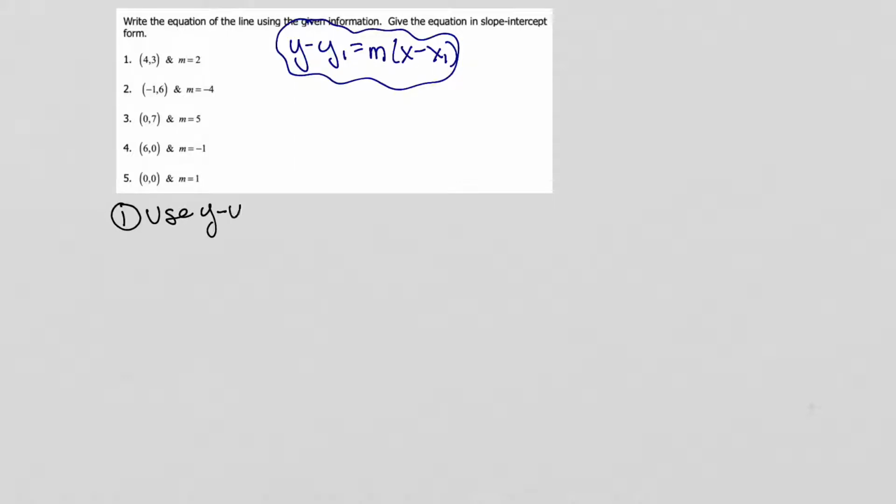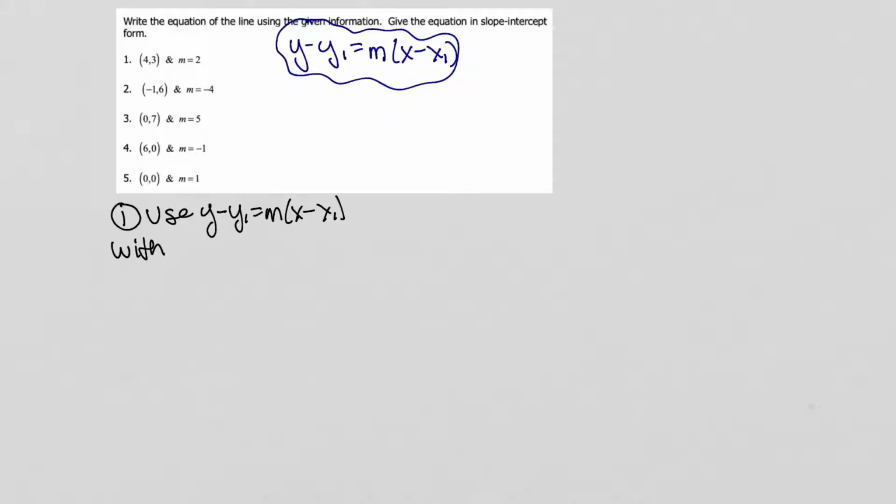We want to write the equation of the line that passes through these points with these given slopes, and to do so, we're given a point and the slope, so we're going to use the point-slope form. Let's give number 1 a go. So in number 1, we're going to use the point-slope form: y minus y1 equals m times x minus x1. So what have we got here?